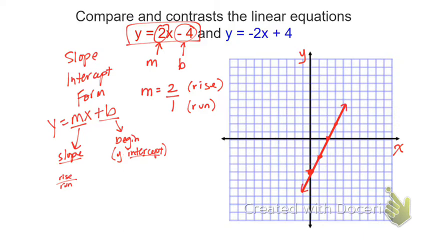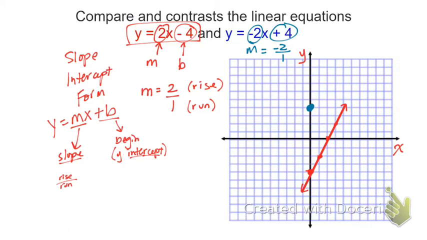And let's compare that to our blue equation. Okay, so in the blue equation, if you notice, the y-intercept, our b value, is a positive 4. So it's going to start right there. And then my slope, my m value, is a negative 2. If I turn that into a fraction, I just put it over 1. You can turn any number into a fraction by putting it over 1.